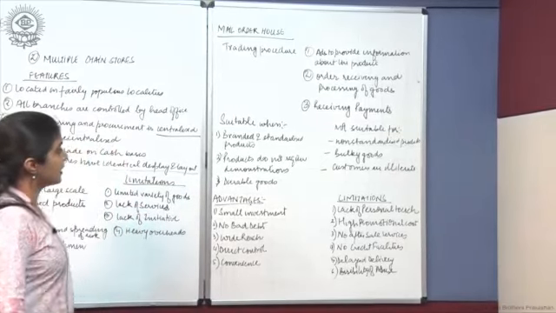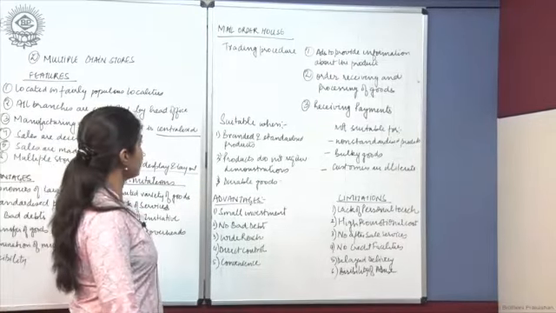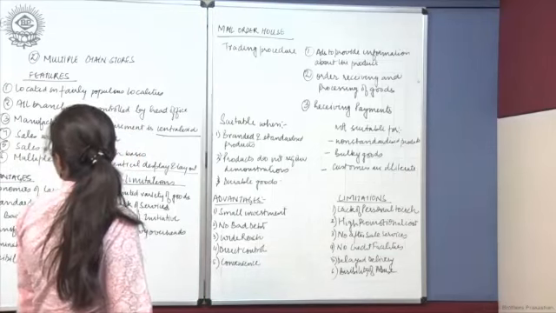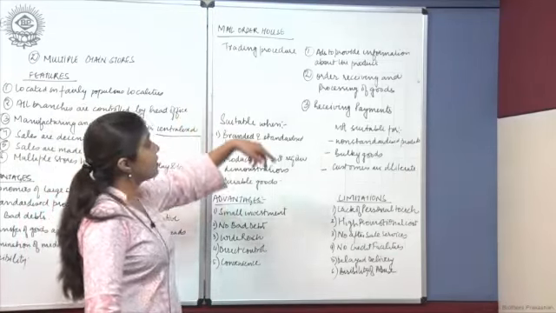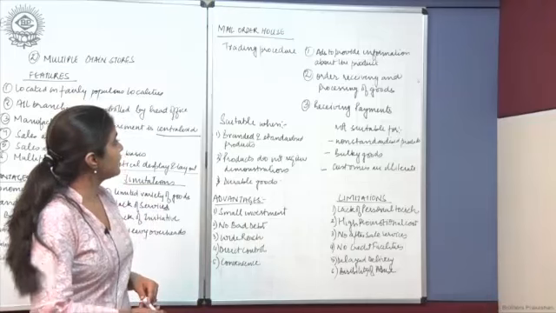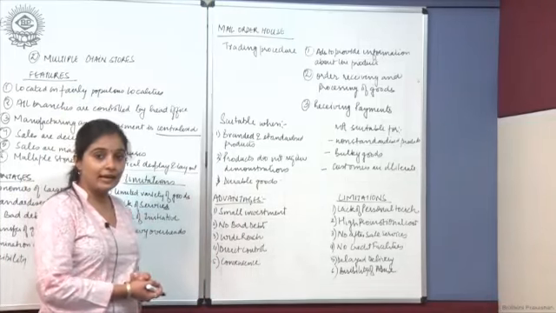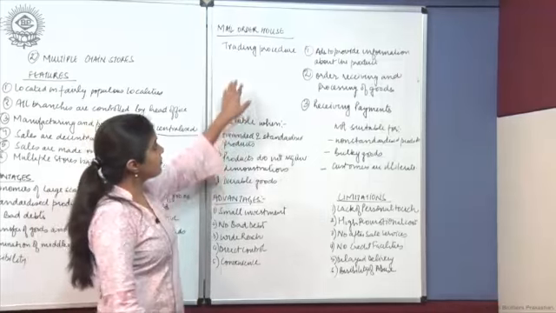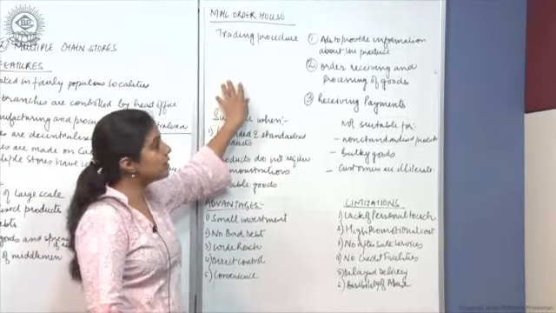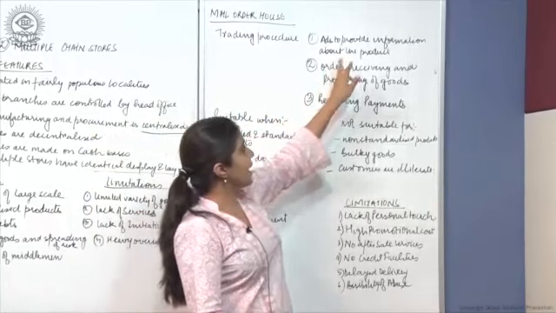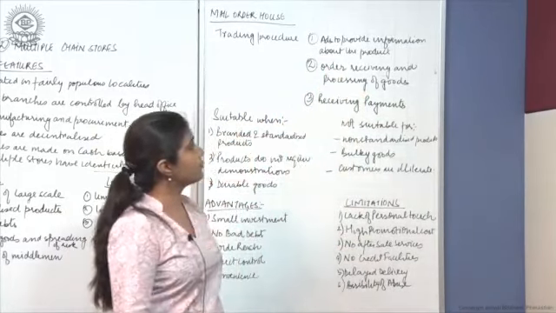Now coming to the next type of the retail outlets, mail order house retailing. These are the retail outlets basically who sell their products through mail. All right, now there is a proper trading procedure which is to be followed. Number one being, their advertisements have to be given to provide information about the product.